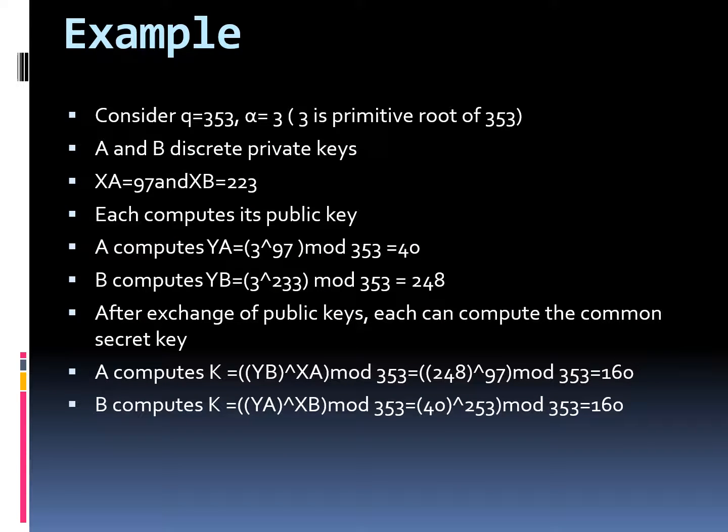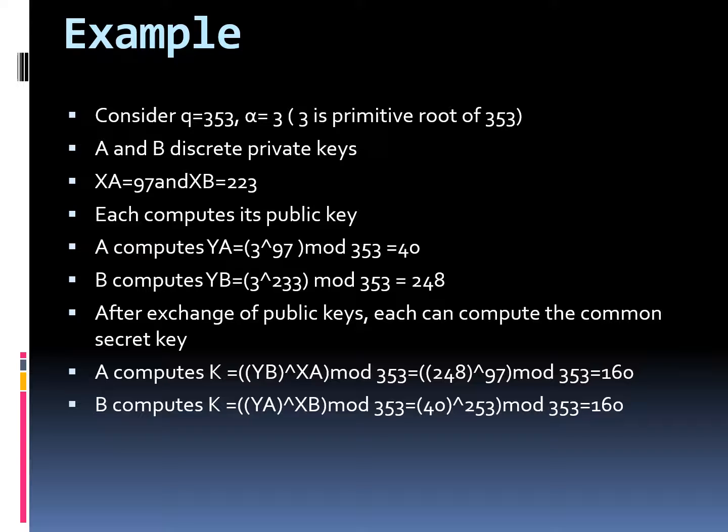After knowing how to calculate primitive roots, let's see the example of Diffie-Hellman key exchange. Consider Q is equal to 353, alpha is equal to 3. 3 is primitive root of 353. A and B discrete private keys, where XA is equal to 97 and XB is equal to 223. Each computes its public key. A computes YA is equal to 3 power 97 mod 353, which is equal to 40, whereas B computes YB is equal to 3 power 233 mod 353 is equal to 240.